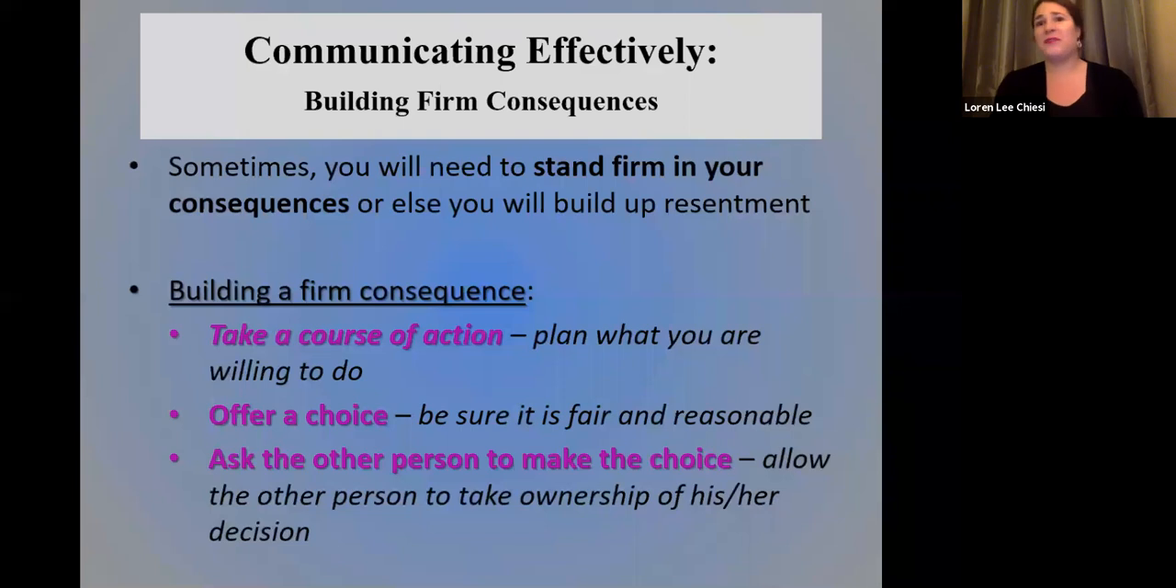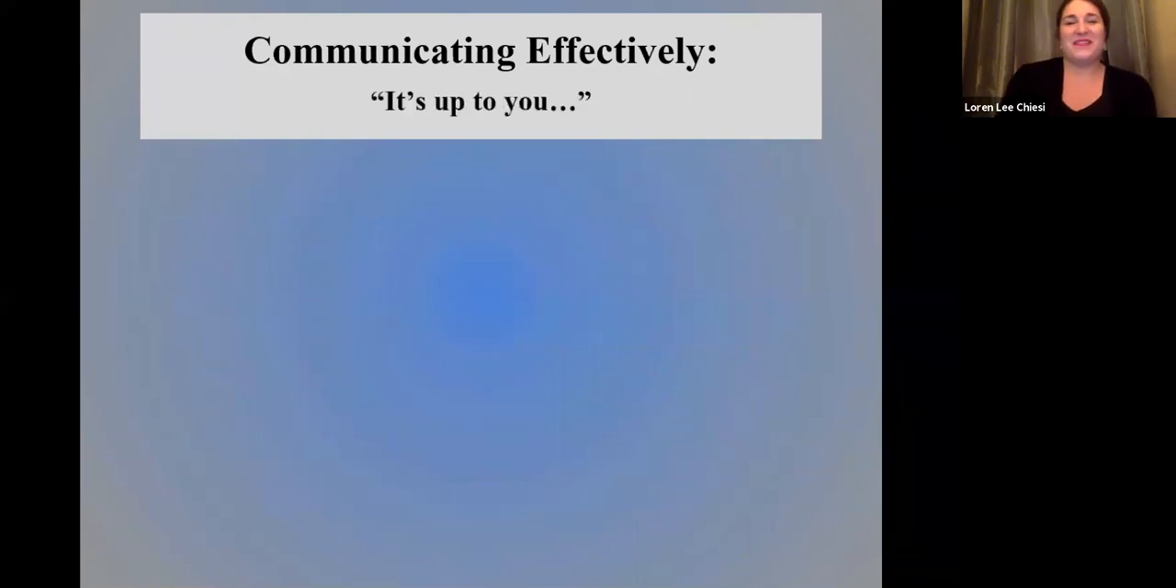I'm so glad you brought that up, because a firm consequence is really just what are you willing to do? Excellent. Thank you. And my favorite thing to do is it's up to you. This is a really firm consequence. This is what you do when you reach the end of the line and how you communicate what your consequence is going to be. You say, this is what I'm willing to do. Now it's up to you to make a choice.